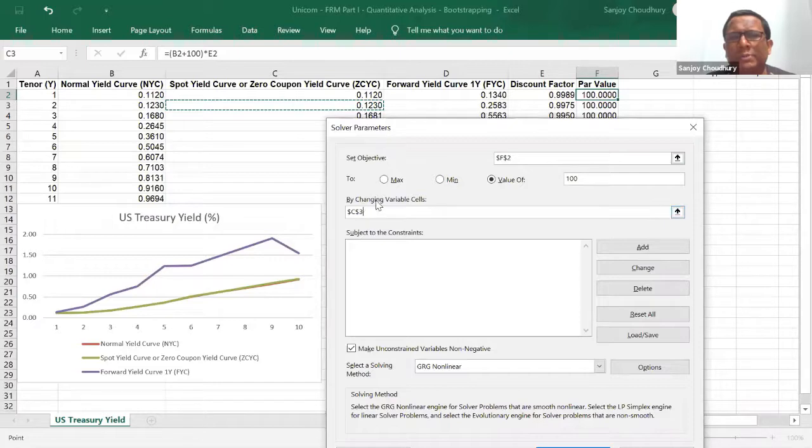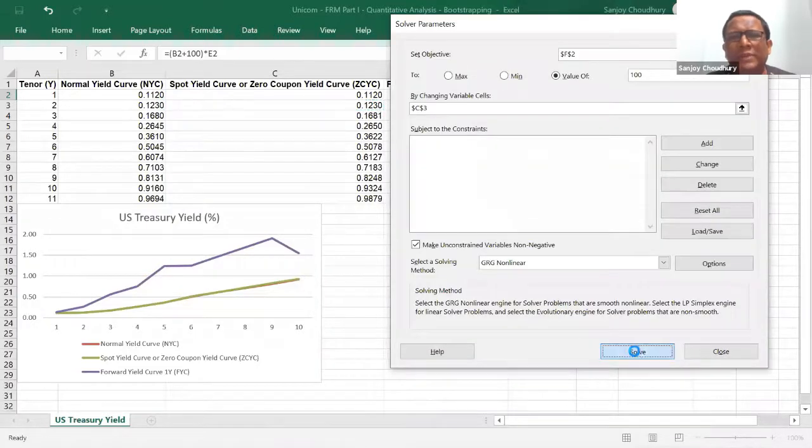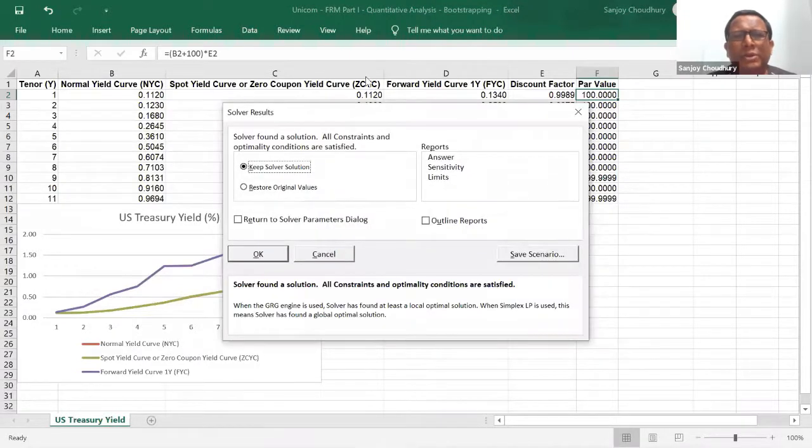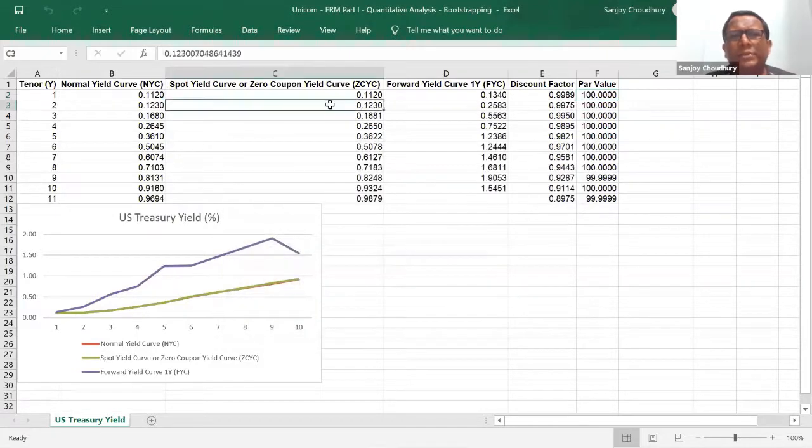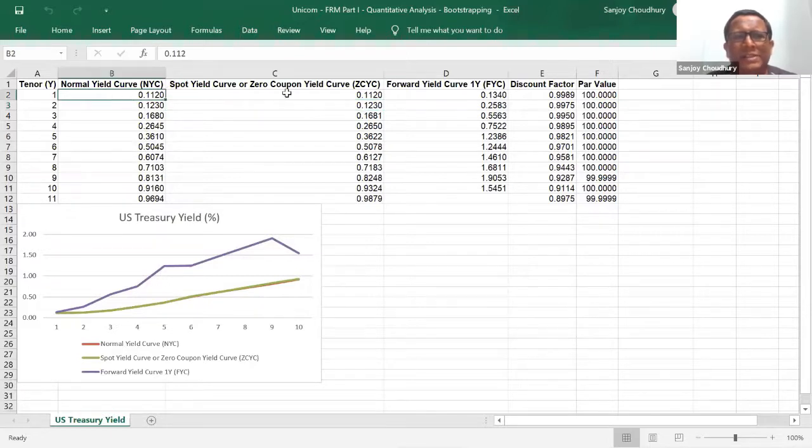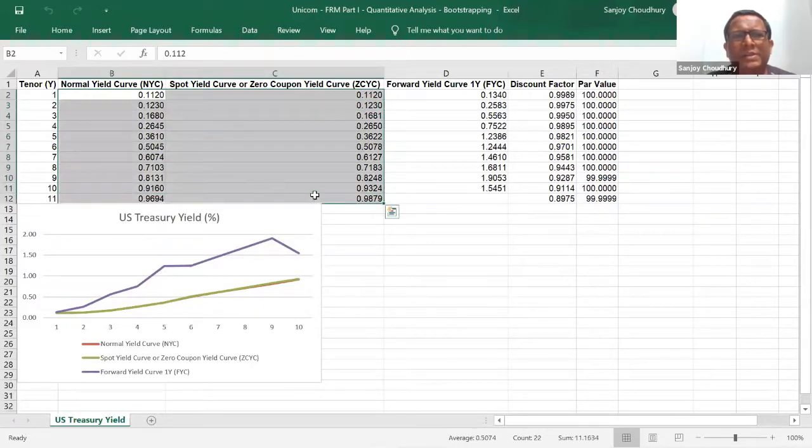So we mentioned that by changing the variable cell, the C3, and then you say solve, and the computer calculates a particular solution, and you can keep this solver solution. And this particular value is arrived at the spot rates. As you can see here, the difference between the normal yield and spot rate for the initial years is very small because these numbers are quite less.